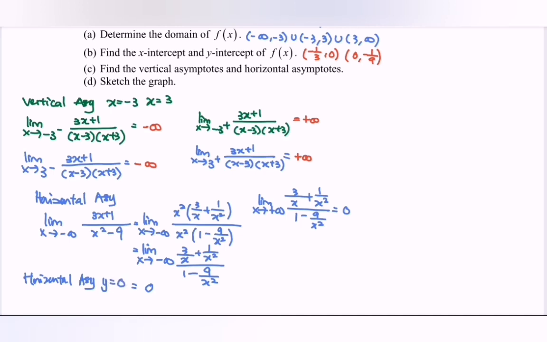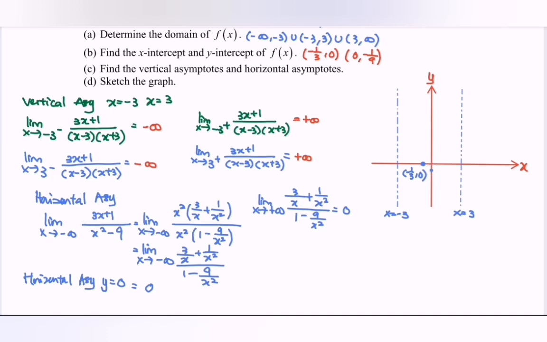Next is to refer to the graph. At first, we have the domain. As we can see here, negative 3 and 3 will be the vertical asymptotes, so here we have x is equal to negative 3 and x is equal to 3. Continue. We have the x-intercept, which is negative 1 over 3, 0. So here will be the x-intercept, negative 1 over 3, 0. Continue. We have the y-intercept, 0, negative 1 over 9.